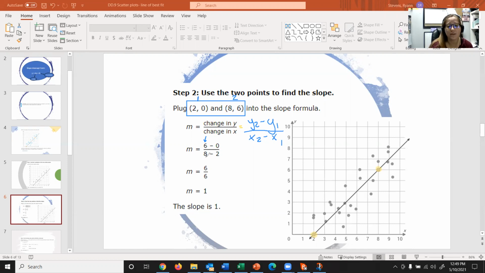We're going to do the same thing for the bottom. We go to x sub 2, the ordered pair we labeled as 2, and the number in the x spot, which is 8. And then we do the same thing for x sub 1. We go to the ordered pair we labeled as 1, and what's in the x spot is 2, so we have 8 minus 2. That is going to give us the change in x. And then we would solve. We would say 6 minus 0 is going to give us 6.